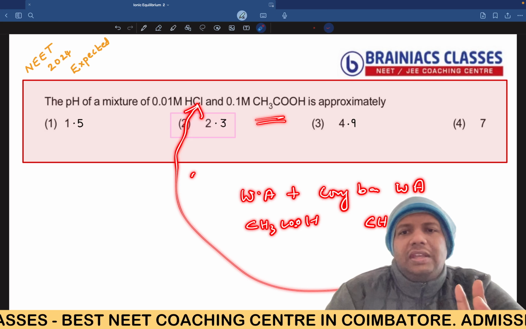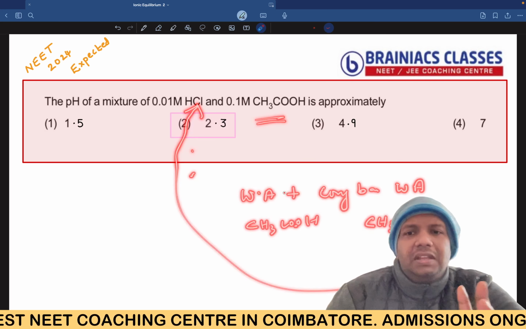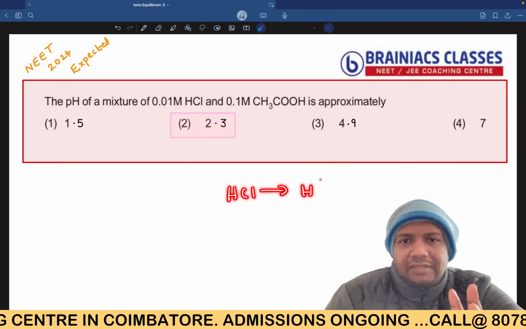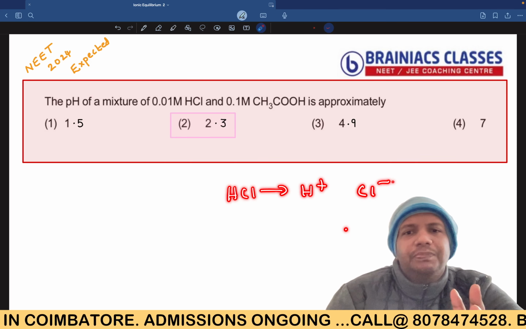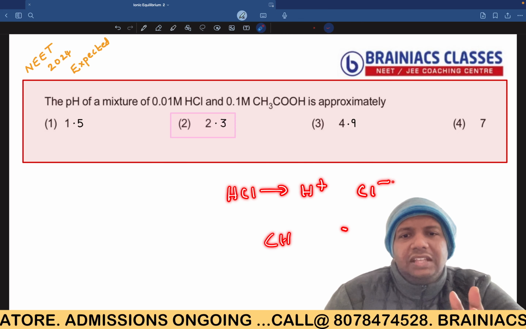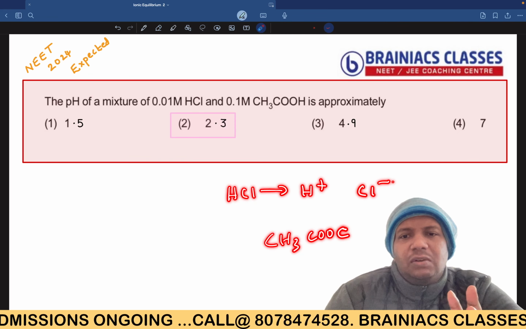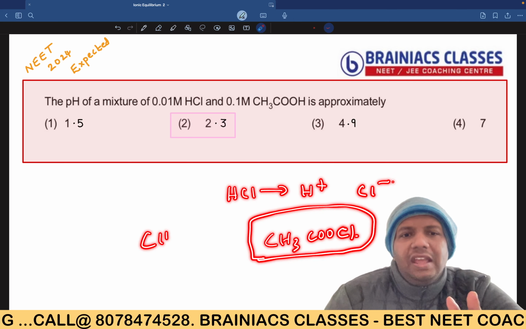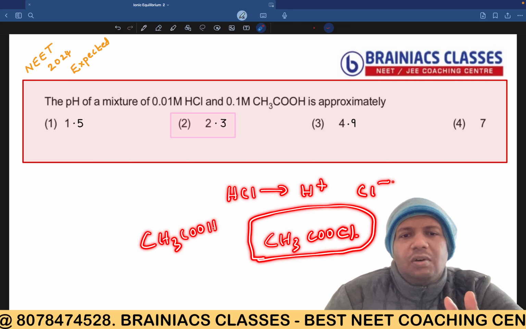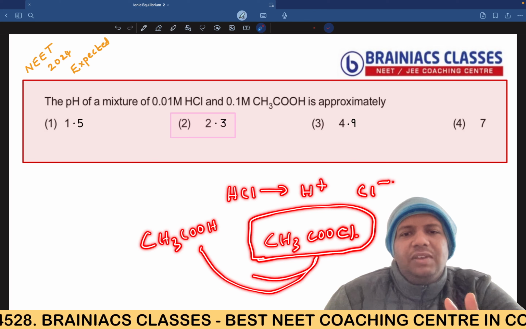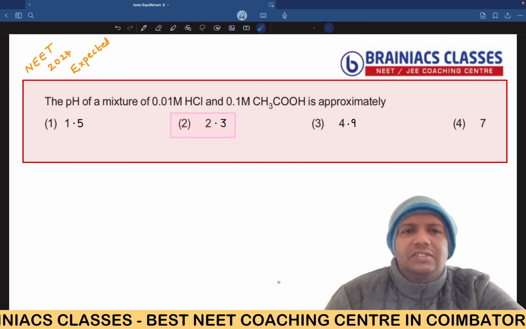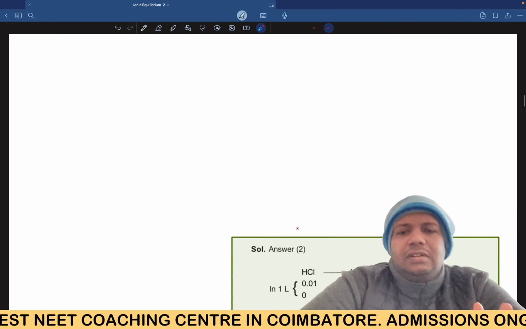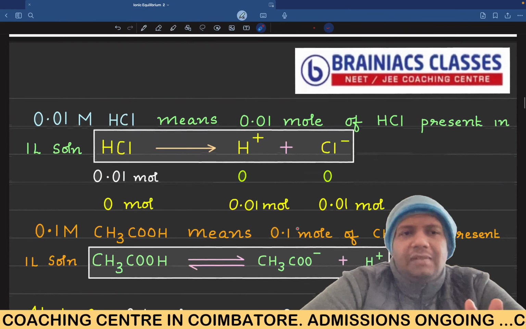But one important thing, HCl is a strong acid, so it will undergo complete ionization like H plus and Cl minus. So what will happen? Some of the CH3COO minus will react with H plus and form CH3COOH. Now you can see CH3COOH, a weak acid with its conjugate base. So like that, many possible combinations are there. How we need to do questions like this, I will explain to you.